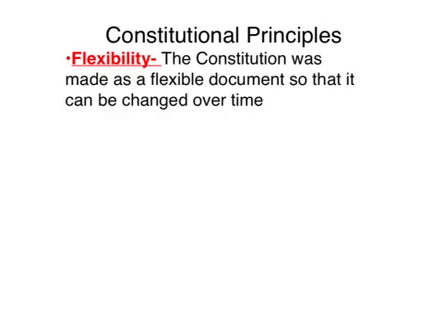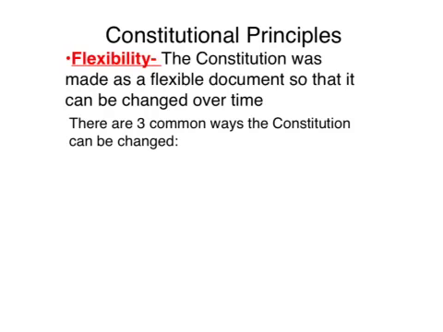Our final constitutional principle is that of flexibility. The Constitution was made to be a flexible document so that it can change over time. The Founding Fathers very wisely knew that they were making not only a constitution for now, but also one for the future. Therefore, they understood that this document would need to be able to adapt and change as times and situations required.